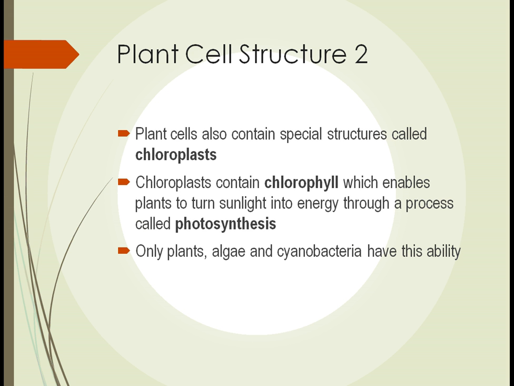Plant cells also contain special structures called chloroplasts. And this is really the structure that contains the really cool trick that plants are able to do. Chloroplasts contain chlorophyll, which is a substance that allows plants to turn sunlight into usable plant energy through a process called photosynthesis. And only plants, algae, and cyanobacteria have this ability to convert sunlight into energy.